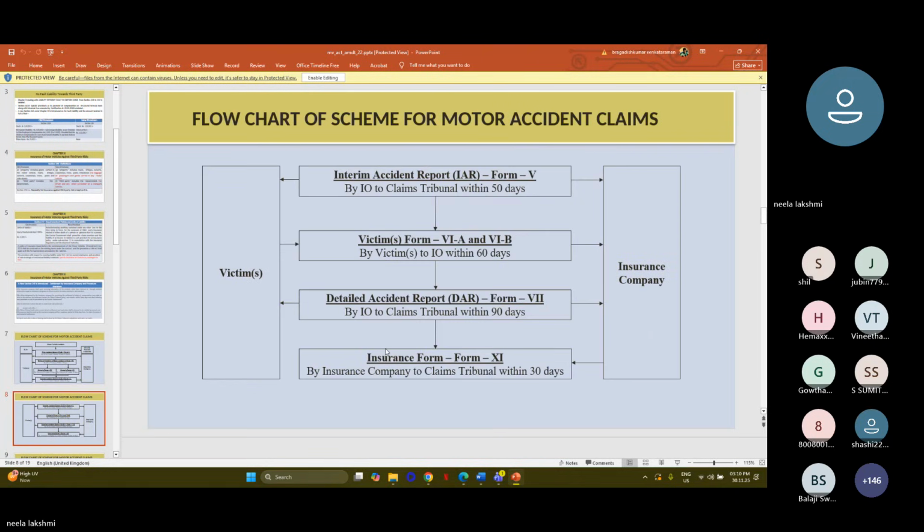Next one. Detailed accident report. This is very, very important. You need to know about this.